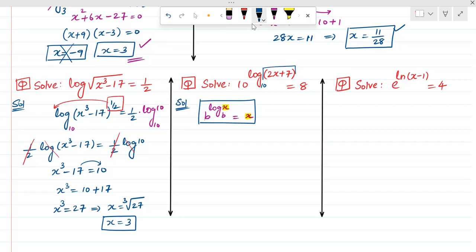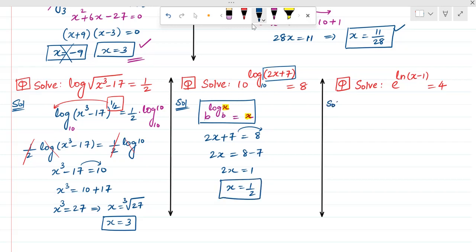I just write 2x plus 7. So it is 2x plus 7 equals 8. Now it is a linear equation you can solve. 2x equals, move the 7 here, so it becomes 8 minus 7, which is 1. So x equals half.